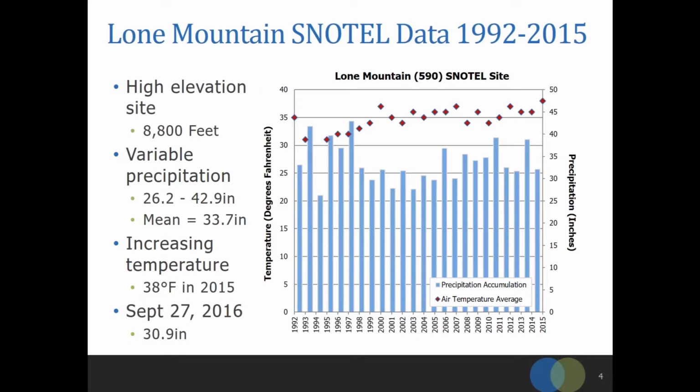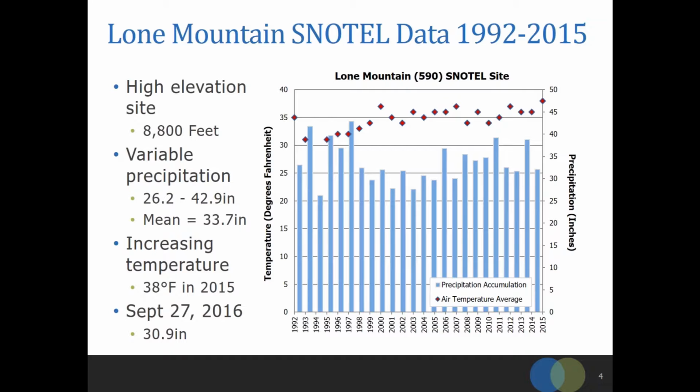So with an overall range from 26 to 42 or 43 inches, a mean annual accumulation of 33.7 inches. Along the top of this graph, you see the mean annual temperature being recorded at this Snotel site. You see a little bit cooler there on the left in the early to mid-90s. You see a warming trend as we progress towards the more recent end on the right side of the graph. Most recently, it was 38 degrees Fahrenheit as an average temperature, and that's the highest one, 2015, over the period of record.